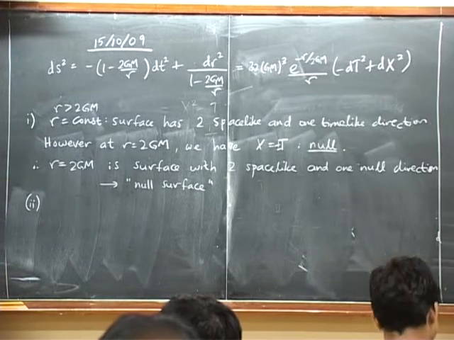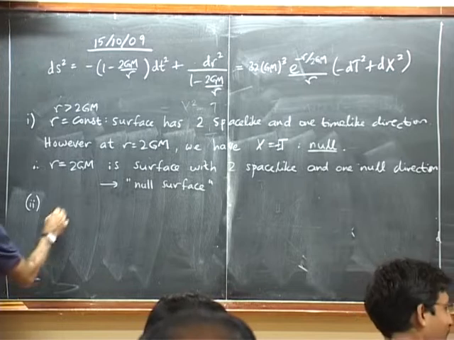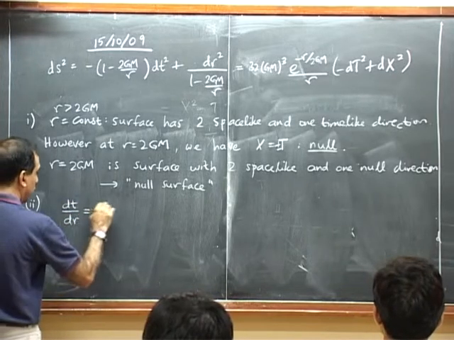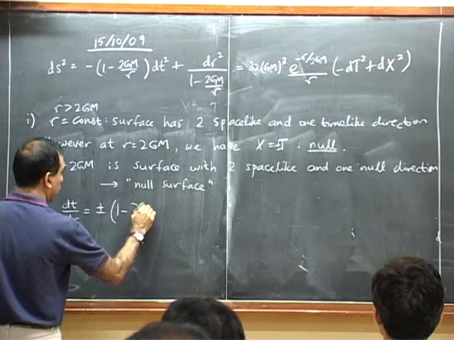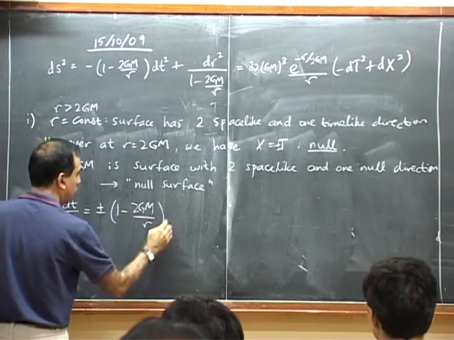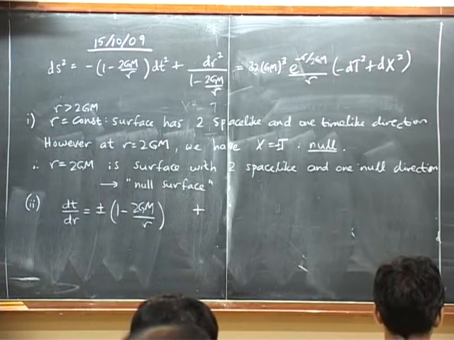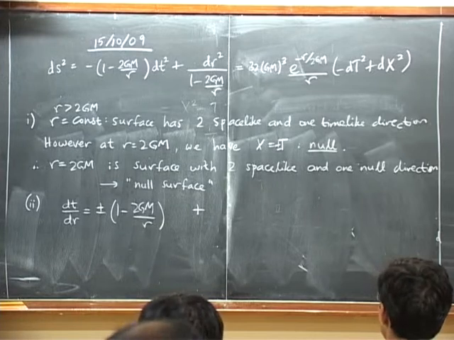Okay? And we've already discussed these in Schwarzschild coordinates. And if you remember, we had dt by dr, this relation we derived, plus minus 1 minus 2GM upon r, where plus, I think, was ingoing. Does anybody remember practically? Otherwise I'll look.